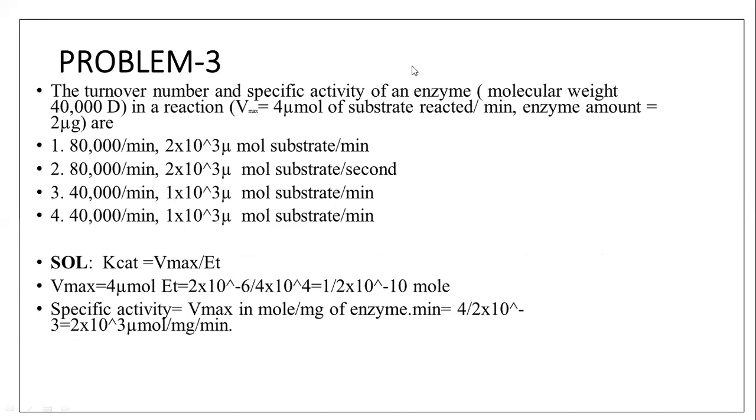So specific activity we have seen, you have to convert into moles per milligram. Now here, see the turnover number and specific activity of an enzyme, molecular weight is given. The Vmax is 4 micromole of substrate reacted per minute. Now amount of enzyme is 2 microgram. So you have to convert enzyme, first of all, in terms of microgram to milligram for specific activity.